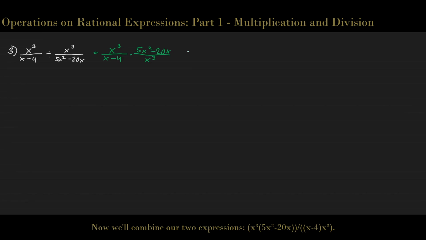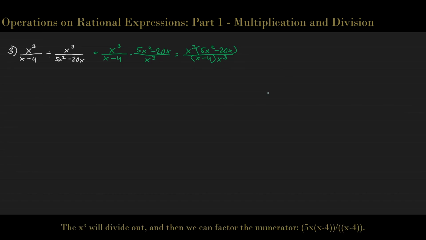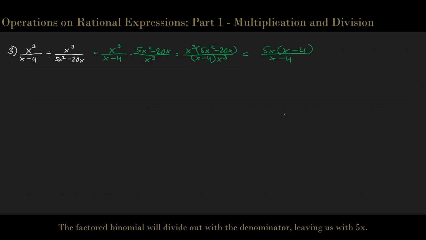Now we'll combine our two expressions. x cubed times 5x squared minus 20x divided by x minus 4 times x cubed. The x cubed will divide out, and then we can factor the numerator. 5x times x minus 4 divided by x minus 4. The factored binomial will divide out with the denominator, leaving us with 5x.